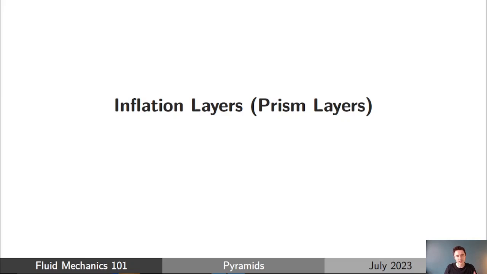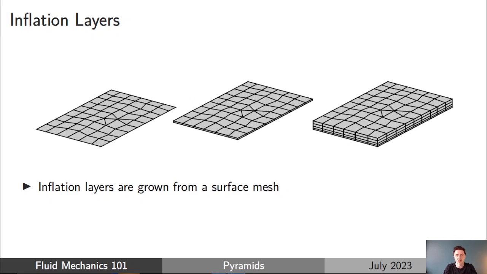So let's start with inflation layers, sometimes called prism layers. Generally, you can think of an unstructured mesh generator as working like this: the first stage is that the mesh generator will generate a surface mesh on all of the bounding surfaces of the CFD domain that you want to mesh. Sometimes as a user, you have some degree of control over the surface mesh and may be able to have some input into how that's generated, and in other mesh generators, the surface mesh will just be generated automatically.